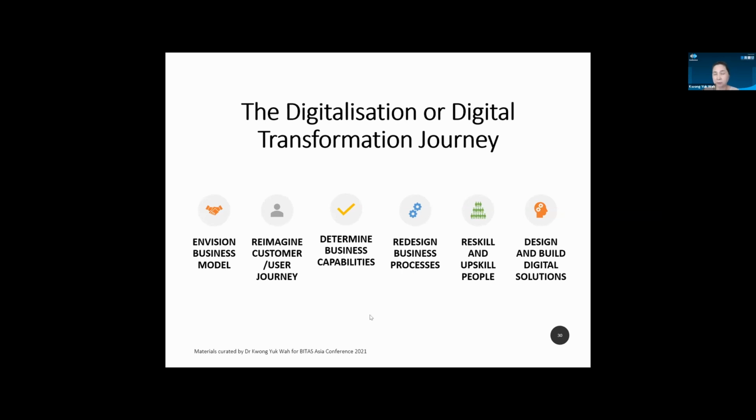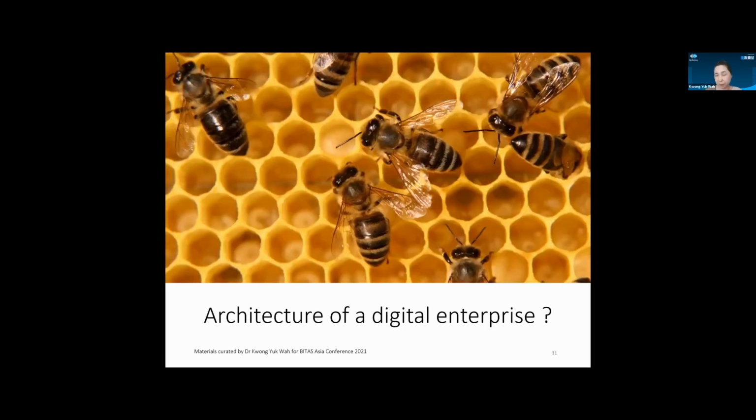They need to envision the business model. As I said earlier, they need to reimagine the customer journey; if this is B2B, it's a user journey. They need to determine the business capability. If they are coming up with a new business model, they need to design the new business processes. If they are changing the operating model, they need to redesign the business processes. And most importantly, they need to reskill and upskill the people. So if this has been the journey for enterprises to address the challenges of digital disruption, perhaps digital enterprise architecture is the architecture of a digital enterprise, right?